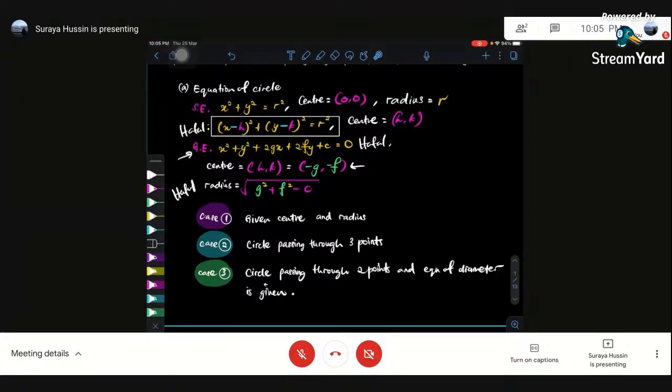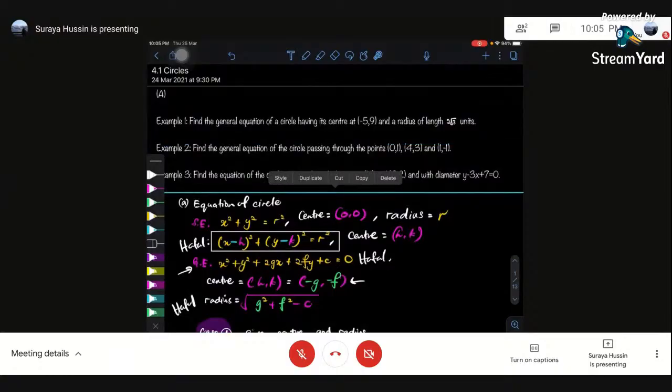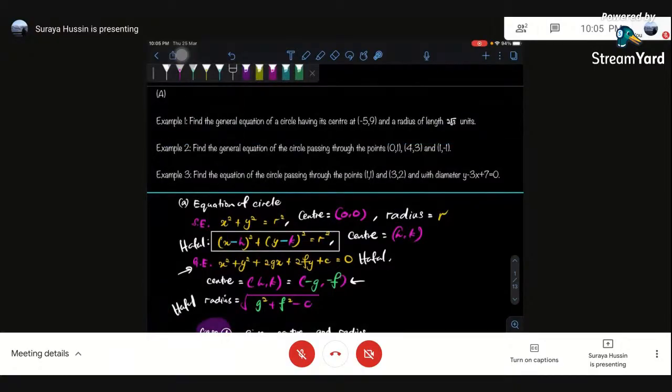Okay, so we have 3 cases. Case number 1 is given that a center and radius. Case 2, circle passing through 3 points. Case 3, circle passing through 2 points and equation of diameter is given. Okay, so sekarang ni Miss nak kamu tengok soalan example 1 di sini. Highlightkan perkara yang penting di sini. Okay, so find the general equation, GE. You want the GE. And then dia kata dia ada center, dan dia juga ada radius.